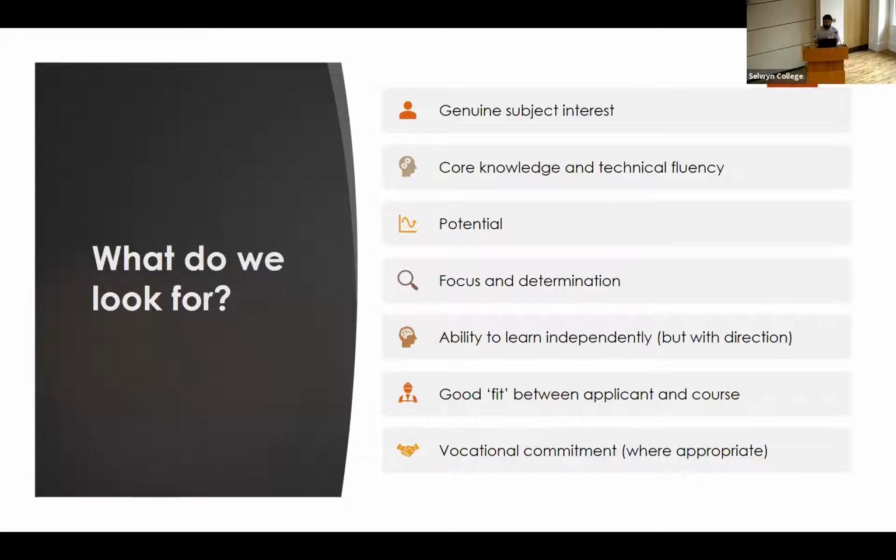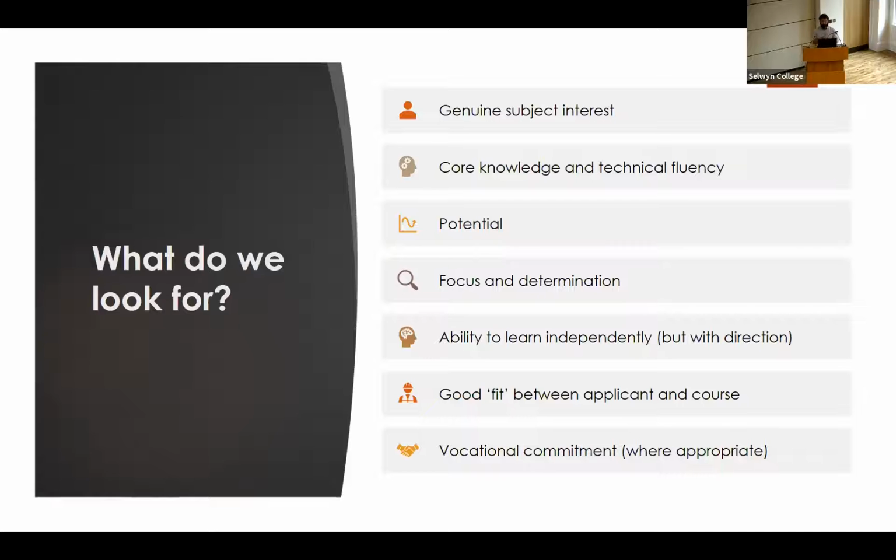You know, we are lucky here because we have this wide range of courses, but this is a university that does have some very challenging degrees, and we want people that are going to thrive. And what that means is we want people that are going to be determined to do well and that are really focused on their course so that they can make the most of it. We want people that can learn independently. Now, I've added in there, but with direction.